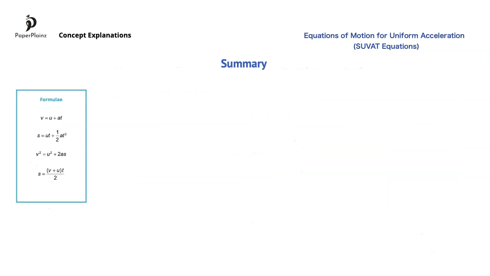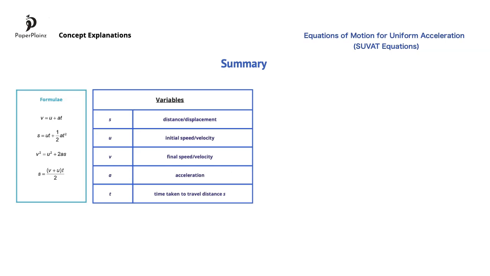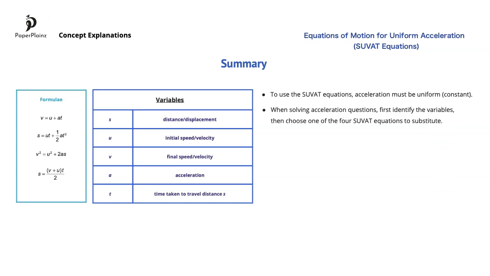Let's see what we have covered in this video. We started by looking at the 4 SUVAT equations that you can find in the IB Physics data booklet. We defined the 5 variables in these equations. We discussed that in order to apply these equations, acceleration must be uniform, or in other words, constant. Through an example, we saw that when solving acceleration questions, it is good practice to first identify the variables and then choose one of the 4 SUVAT equations to substitute.